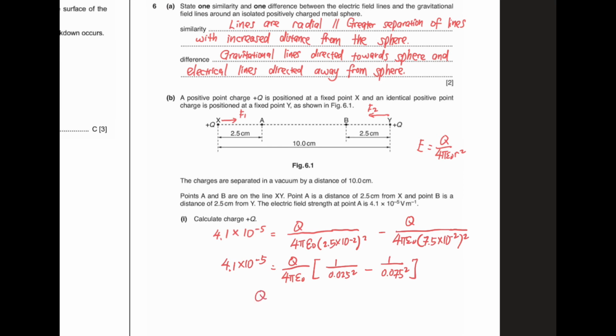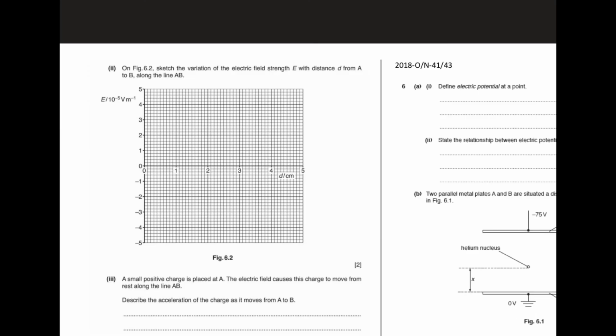So you can work out Q, and you will get 3.2 times 10 to the power of negative 18 coulomb. So next part, on figure 6.2, sketch the variation of the electric field strength E with distance D from A to B.